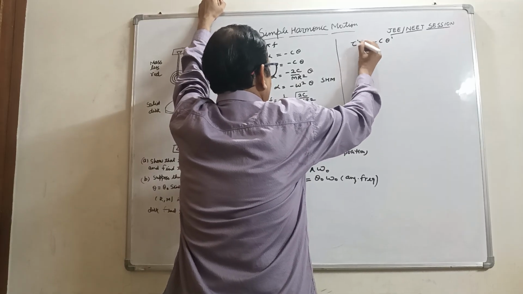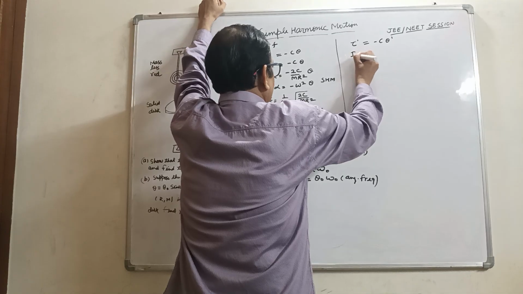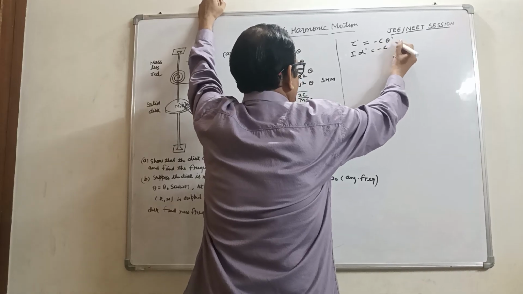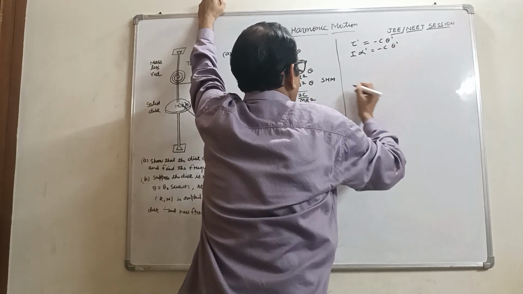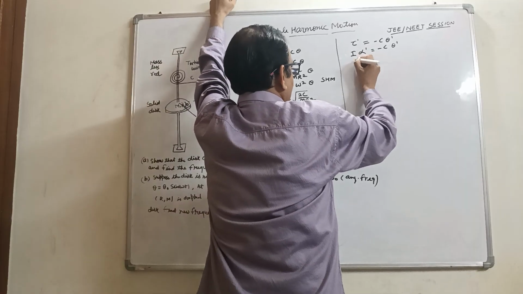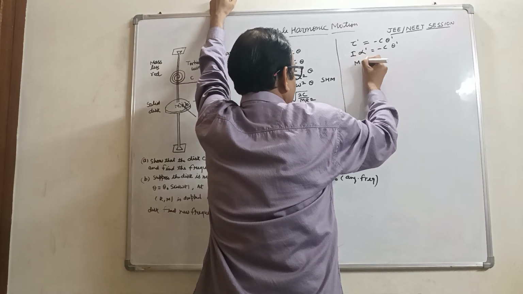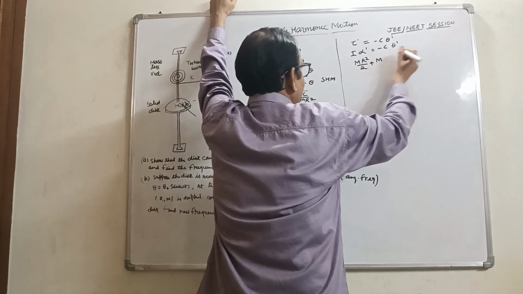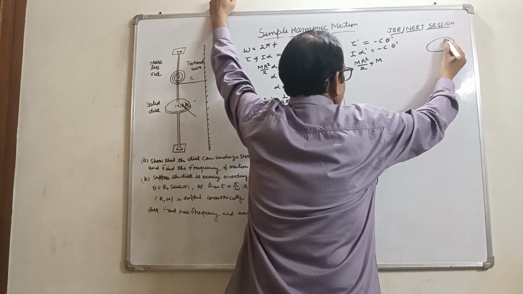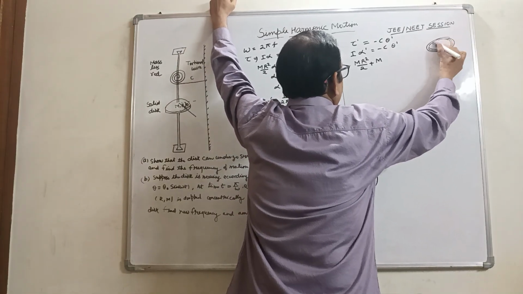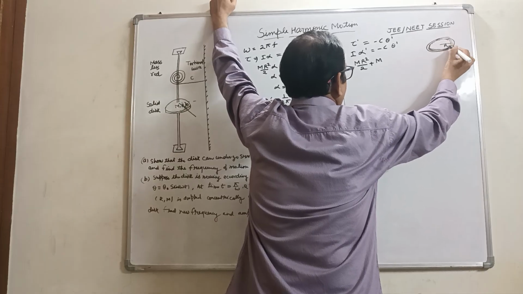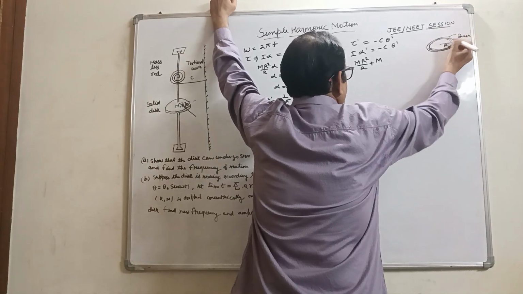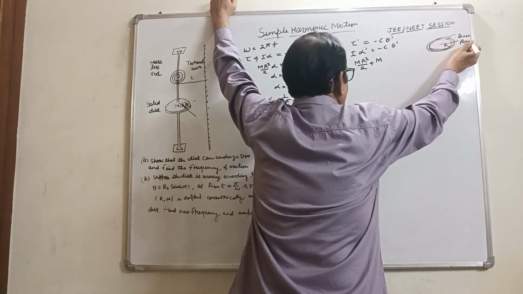Torque would be I into alpha, so alpha dash, so minus c theta dash becomes theta dash. So we write here the moment of inertia of the disc and the moment of inertia of the ring. The ring is placed here; the disc and ring are concentrically placed, with the same radius and same mass. The ring is placed on the disc.